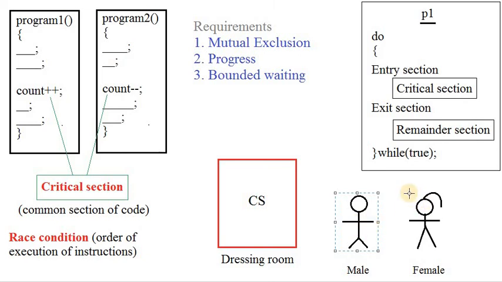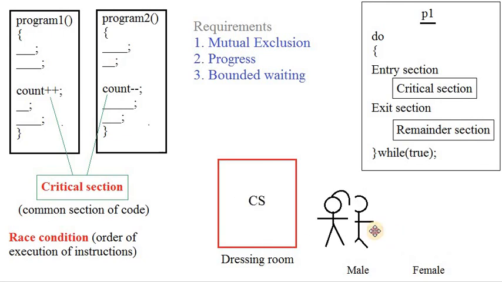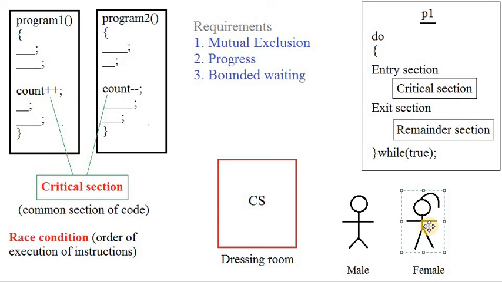Why? Because the female is continuously using the same dressing room 1, 2, 3, 4, 5, 10, 15, 20, 25, 30 times. So after some time limit, after some bound, the first person should have a chance. Right? So that is why there is a bound for waiting. Okay, so this is called bounded waiting.